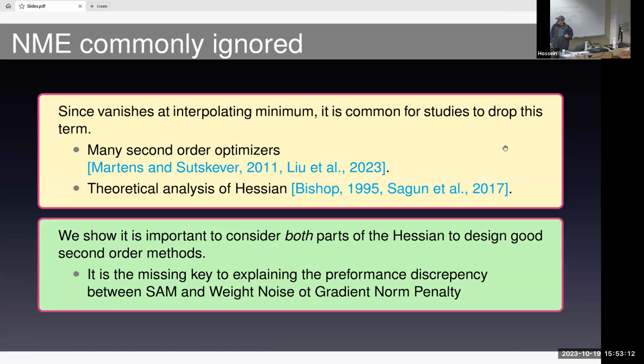And what we claim in this talk is that you cannot simply neglect this term. It can be very significant to the point that it's actually the key to explain why SAM is succeeding while the others were failing. Although all of them are algorithms seeking flat minima, there's only this difference making this huge failure versus success.